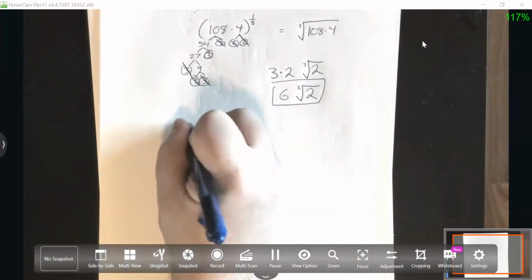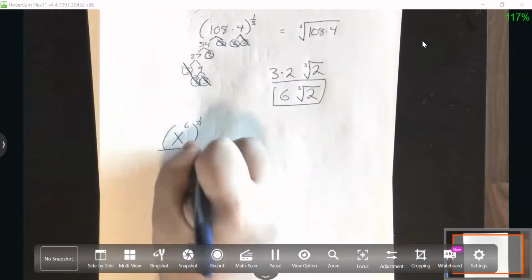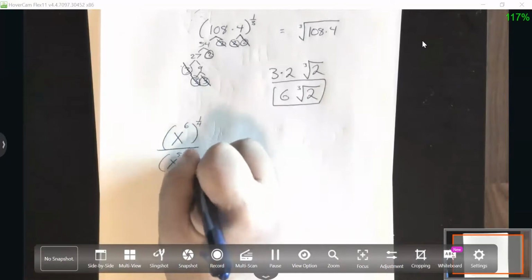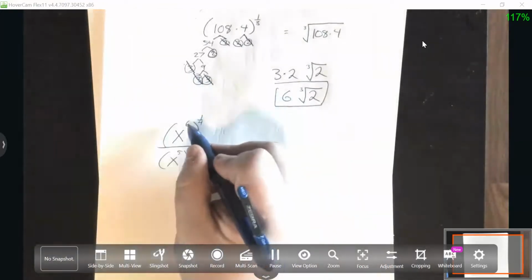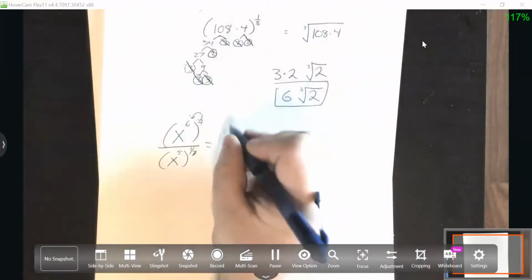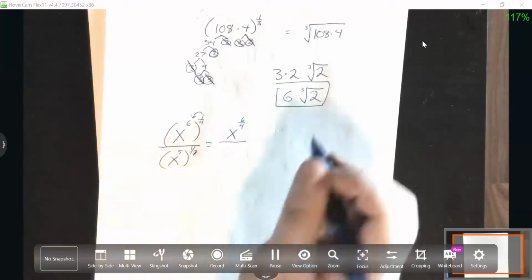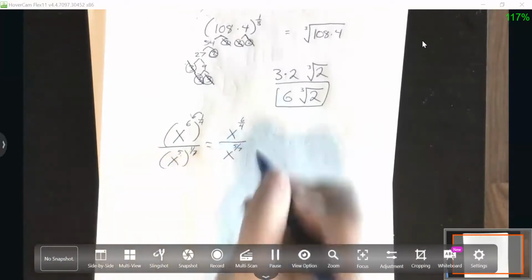How about this? x to the 6th to the 1/4 over x to the 5th to the 1/7. All right, now this looks kind of intimidating. So let's start breaking it down piece by piece. According to our exponent rules, a power raised to another power multiplies. So that'd give us x to the 6/4 on top. A power to a power multiplies, x to the 5/7 on bottom.